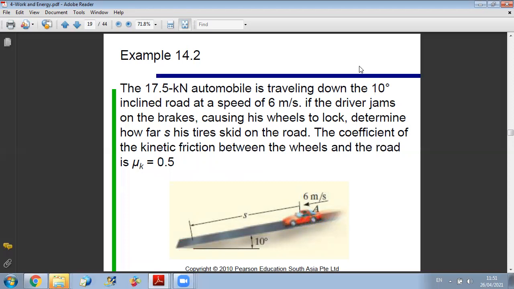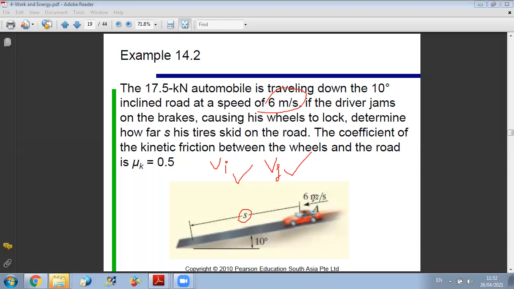So in such a problem, it's clear that we will use work and energy, but in exams, how should you think? You have an initial speed, 6 meters per second, and you know that the final speed will be 0 because they want you to determine the distance before it will stop. So when v initial is known, v final is known, and they are asking for a distance, the easiest way to solve will be work and energy.